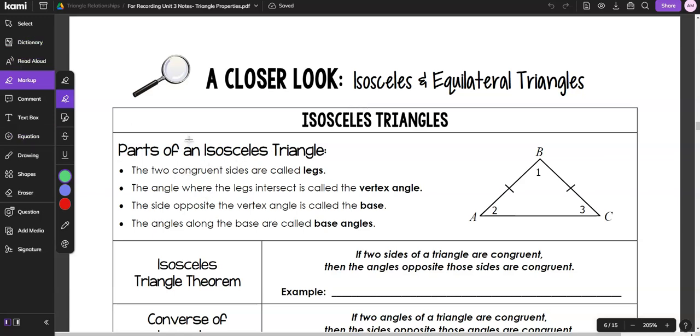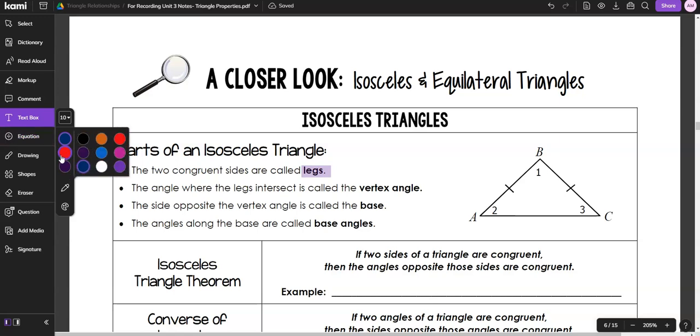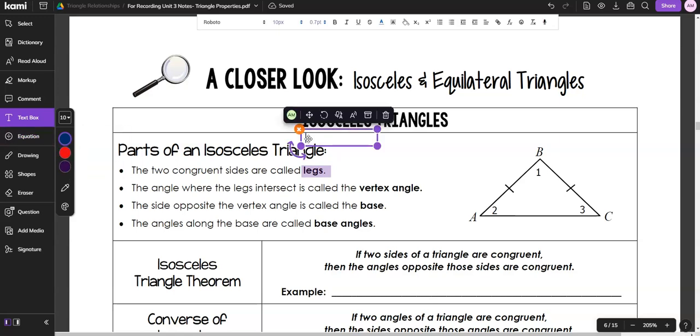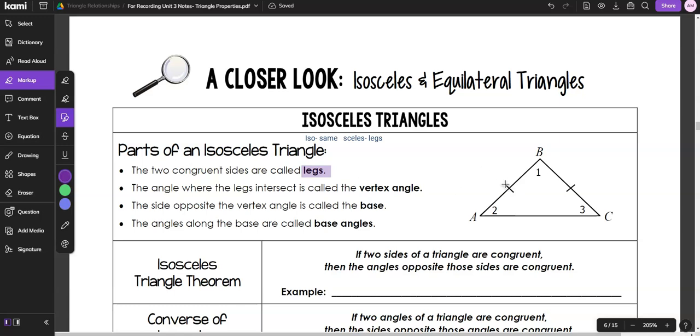There are two congruent sides and we call those legs. Again, if you remember in our one lesson, I told you that isosceles means iso means same and sceles meant legs. So first of all, let's go ahead and mark the legs. That is going to be segment AB and segment BC.